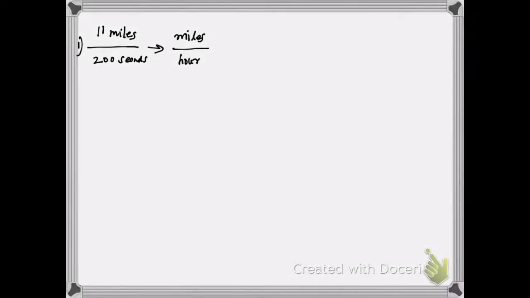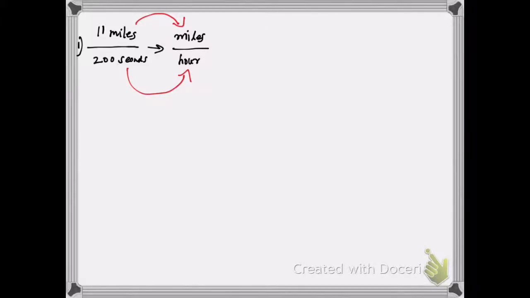Okay, now let me try to do it a little differently, okay? Because here what I'm going to do is convert 200 seconds into 1 hour, and then I'm going to make a similar transformation for converting miles as well, okay? So how do you convert 200 seconds into an hour? When you multiply 200 seconds with something, you will get an hour, right? Correct?